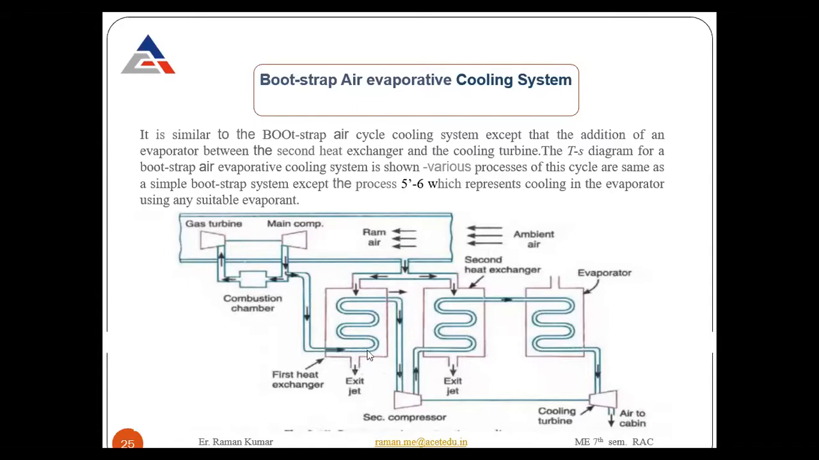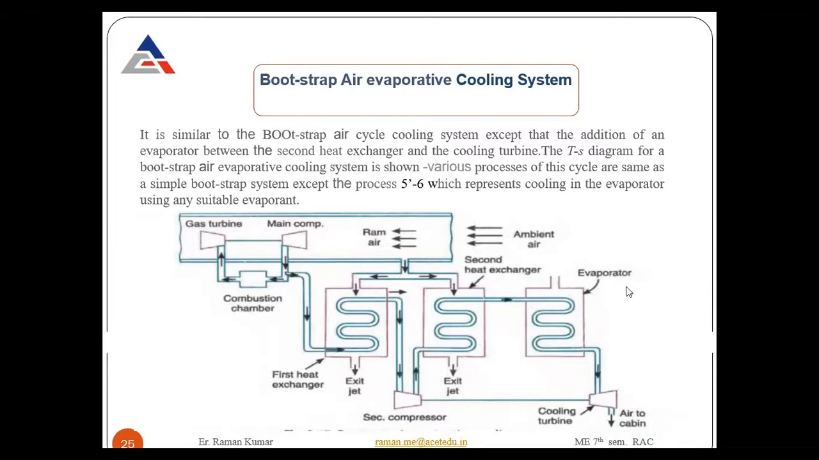This helps to cool down the temperature, because at high altitude the pressure also gets reduced. So we have placed a secondary compressor to increase the pressure. After compression, its pressure and temperature increase again. After this, it passes through the second heat exchanger, where the hot air, whose temperature and pressure have increased, is cooled again with the help of ram air.